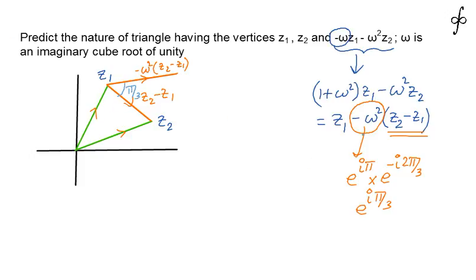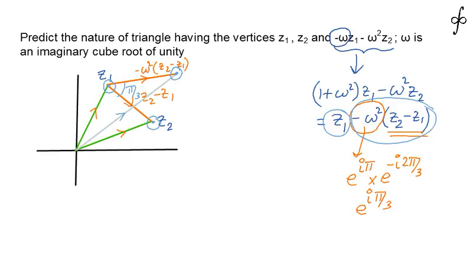Now we need to add the vectors z1 and minus omega square into z2 minus z1. To add these two vectors, we can apply the triangle law of vector addition. According to the triangle law, the resultant is going to be this particular vector. We can easily see that this is the third vertex of the triangle, this is the first vertex, and this is the second vertex.